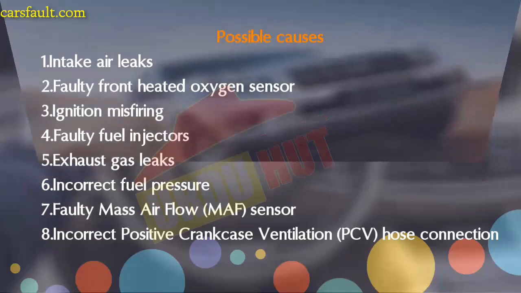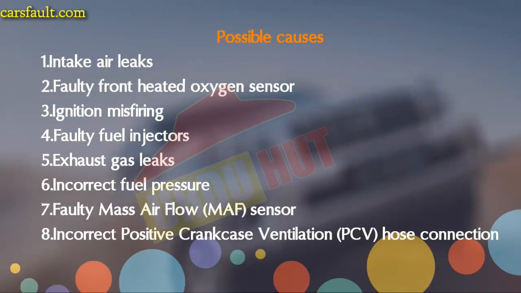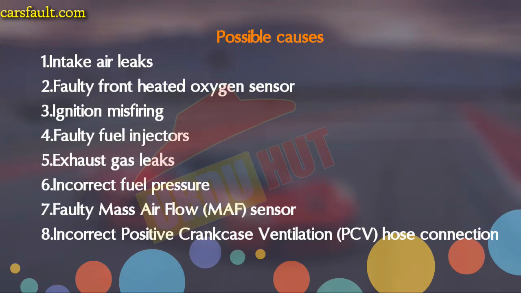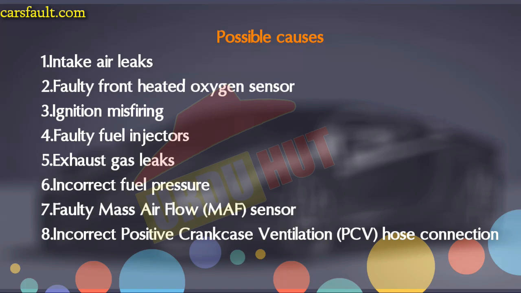The number 1 is intake air leaks. The second thing is the faulty front heated oxygen sensor. The third one is ignition misfiring. The fourth one is faulty fuel injectors. The fifth one is exhaust gas leaks. The sixth one is incorrect fuel pressure. The seventh one is a faulty mass air flow sensor. The last one is an incorrect positive crankcase ventilation hose connection.